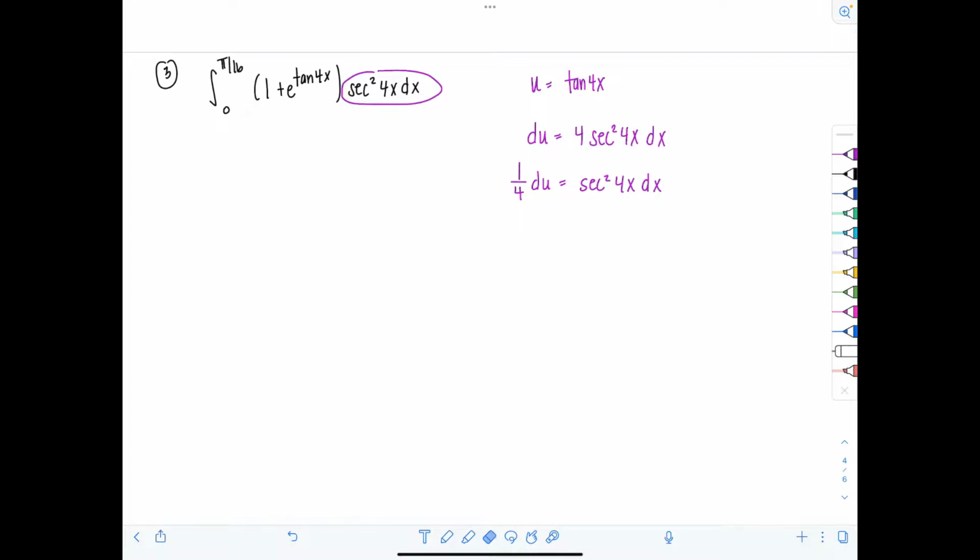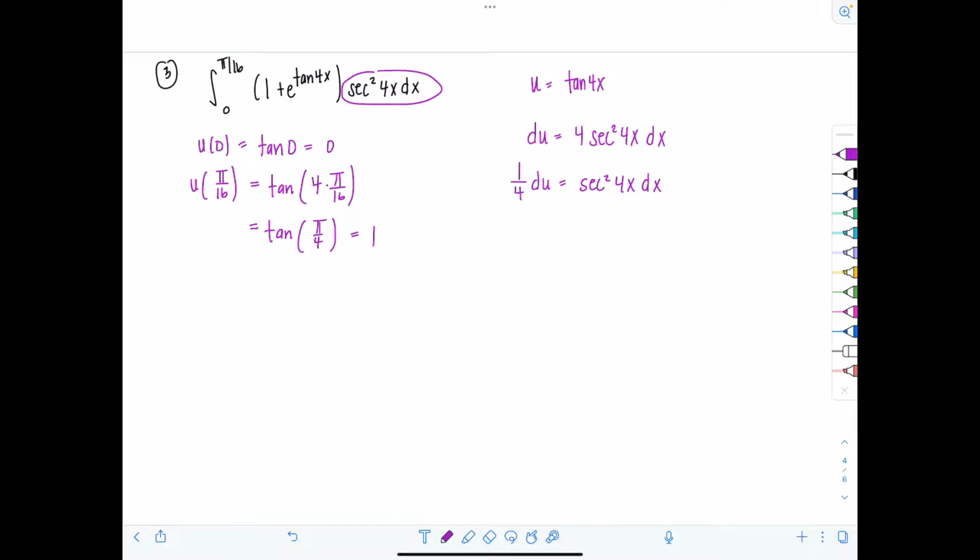And then let's change our limits of integration. So u of 0, that's going to be tangent of 0. Tangent of 0 is 0. And then u of pi over 16, that's tangent of 4 times pi over 16. So that's tangent of pi over 4. Ooh, someone thought about us when they wrote this problem. Tangent of pi over 4 is 1. What beautiful new limits of integration we have, right?